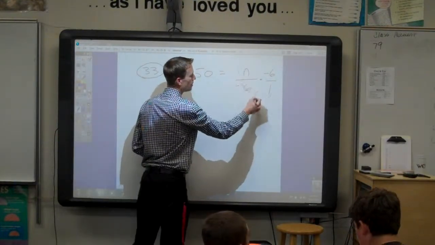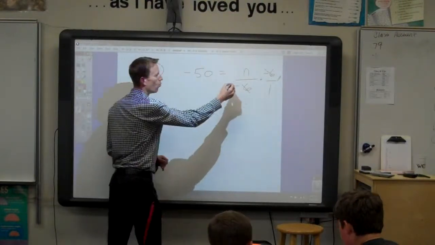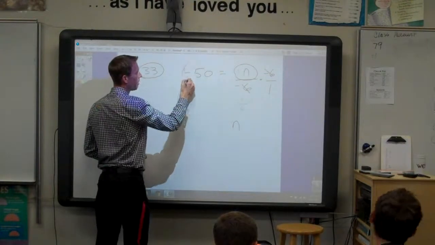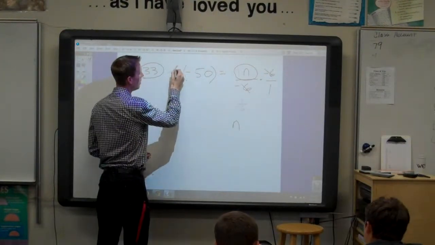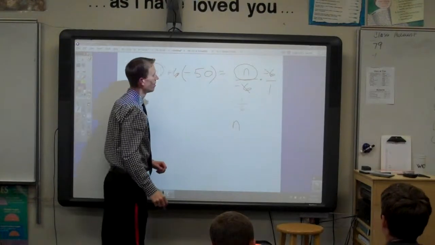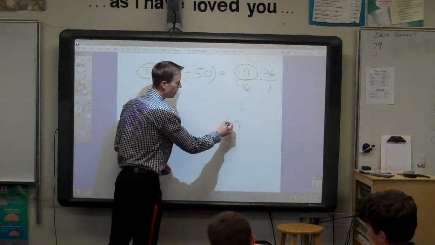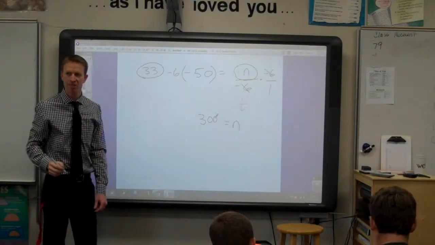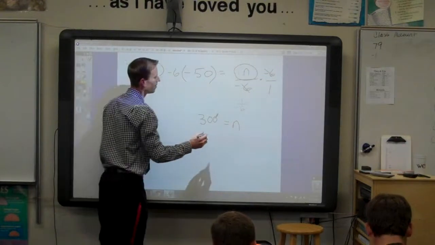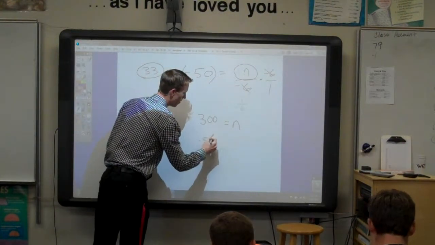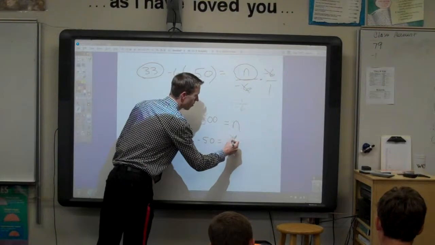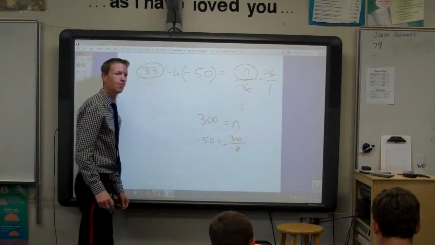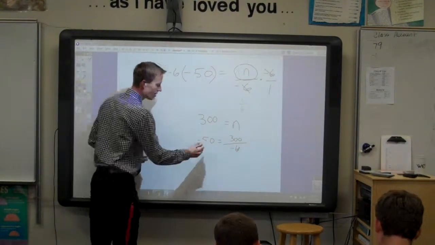Cross out the negative 6s. We're left with 1n. Now, multiply by the same thing on the other side. Negative 6 times negative 50 is positive 300. And check it. It says negative 50 equals 300 divided by negative 6. So check.